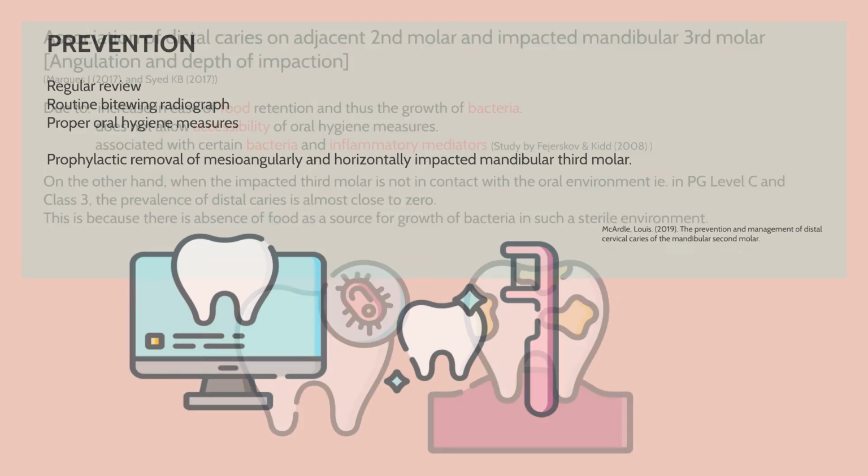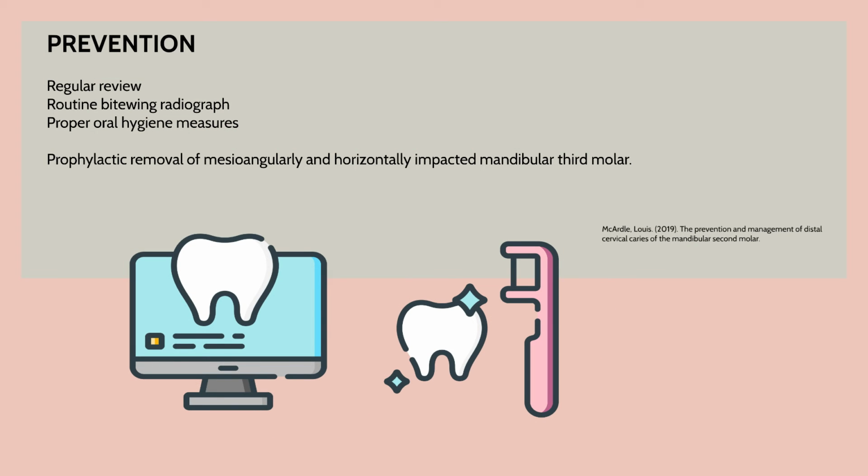To prevent progression of caries, it has been documented in other studies that regular review and routine bite-wing radiographs are very important. Proper oral hygiene measures should be carried out by the patient as well. Of course, prophylactic removal of mesioangularly and horizontally impacted third molars is the best way to prevent caries.